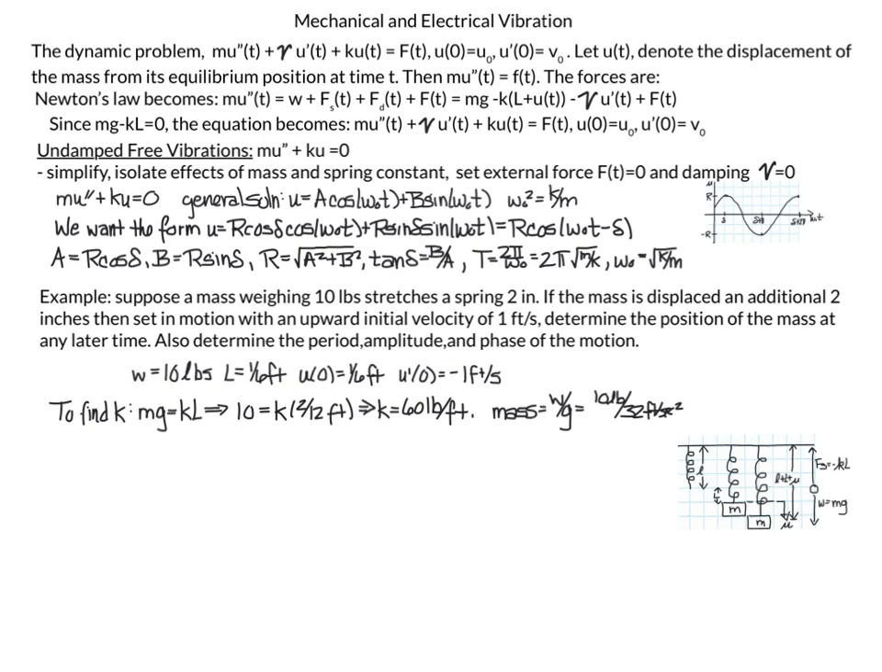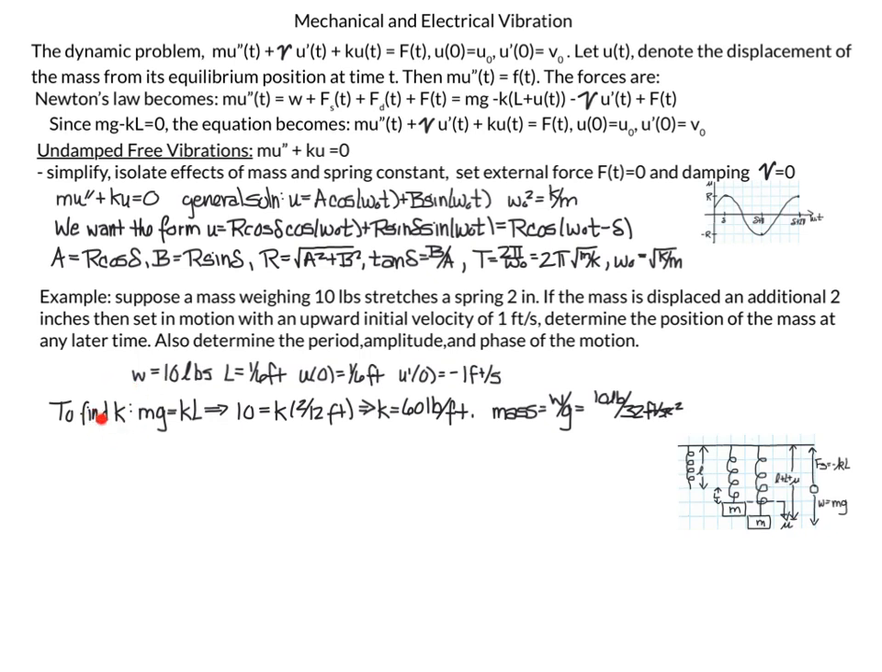So I've written some of this stuff down. Our weight is equal to 10 pounds. The mass displaces the spring an additional 2 inches, which is 1/6 of a foot. My u₀, the position at time 0, is equal to 1/6 of a foot, and my u′(0), at time 0, we give it an initial velocity of 1 foot per second upwards, so that's minus 1 foot per second.